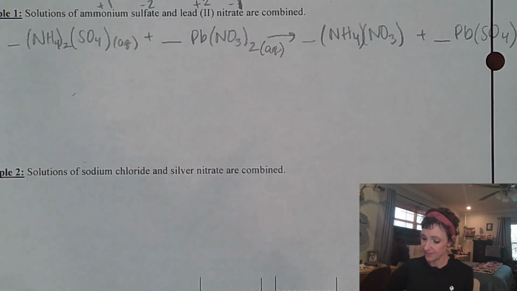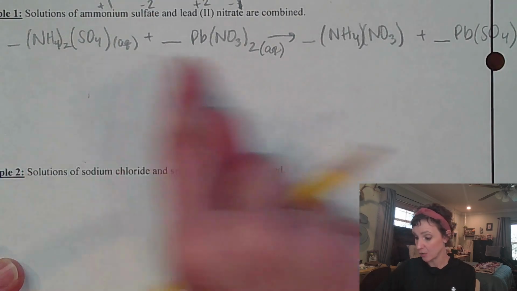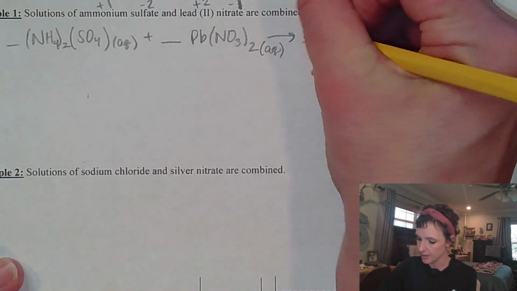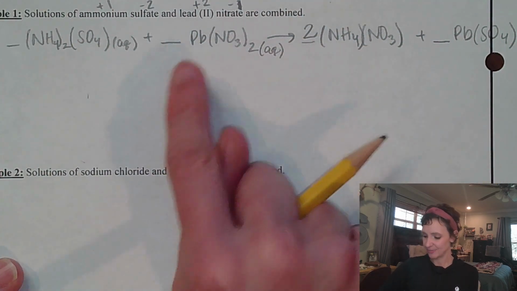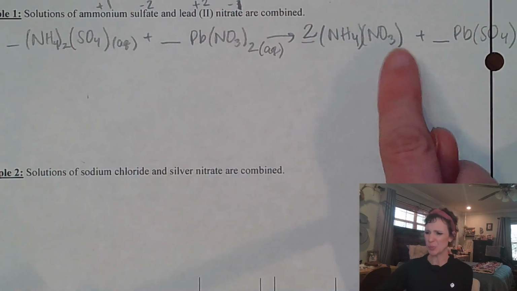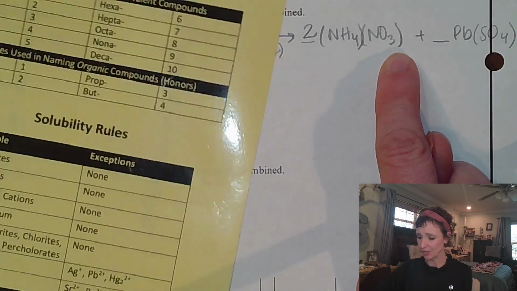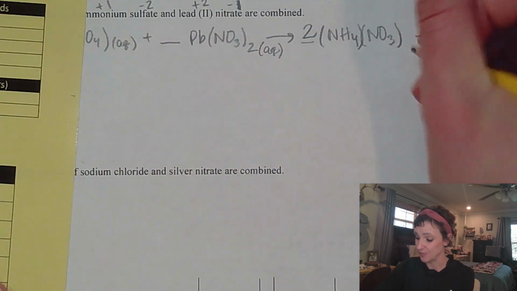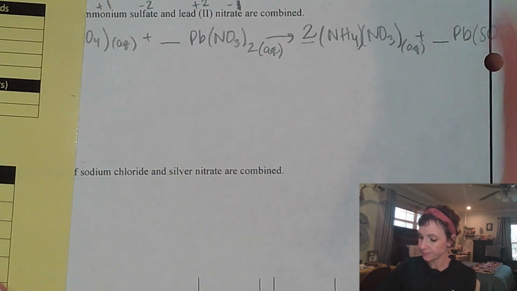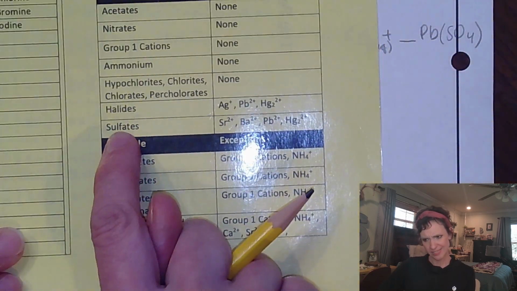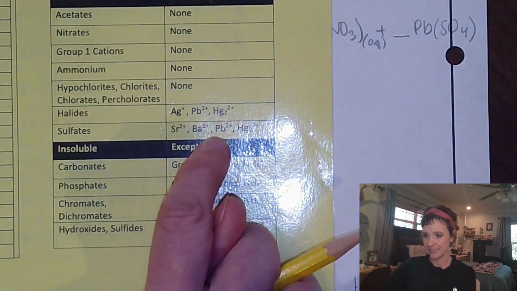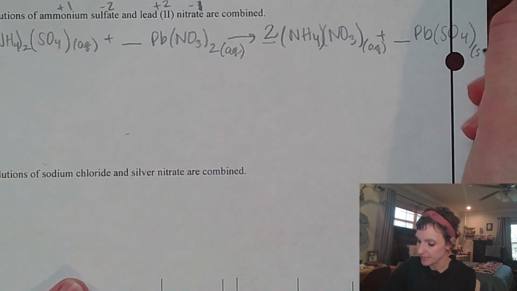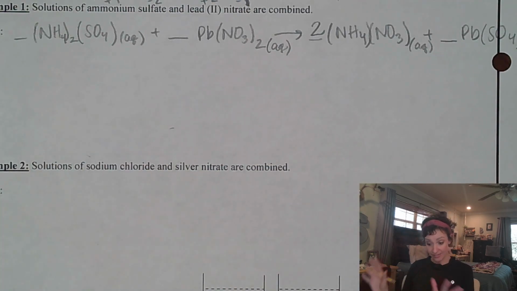For the balancing of it all, it looks like I have 2 ammoniums here and only 1 over here. Well, we're going to put a 2 here. Well, that changes it to 2 nitrates. Everybody good? Okay, which one is soluble? Which one is insoluble? Nitrates are always soluble, so this guy is still aqueous. And lead(II) sulfate, let's check, hopefully. Well, he's soluble too, but oh goodness, is lead(II) an exception? Yes, so this will be my solid precipitate. So we've got my balanced molecular equation.